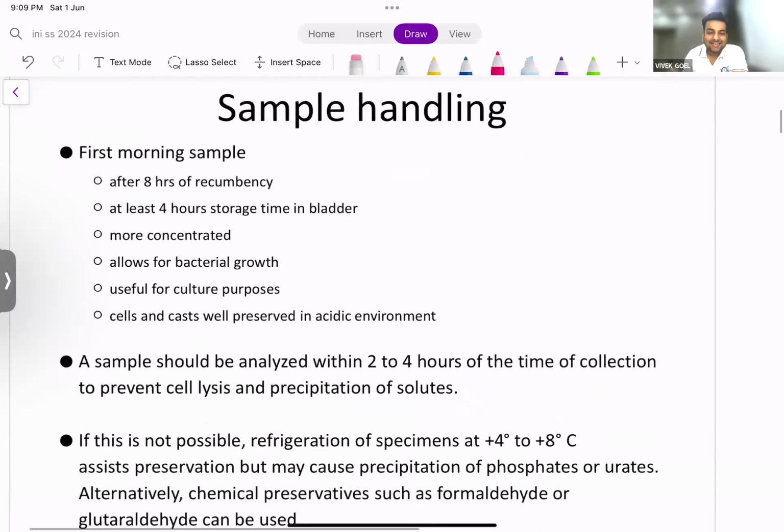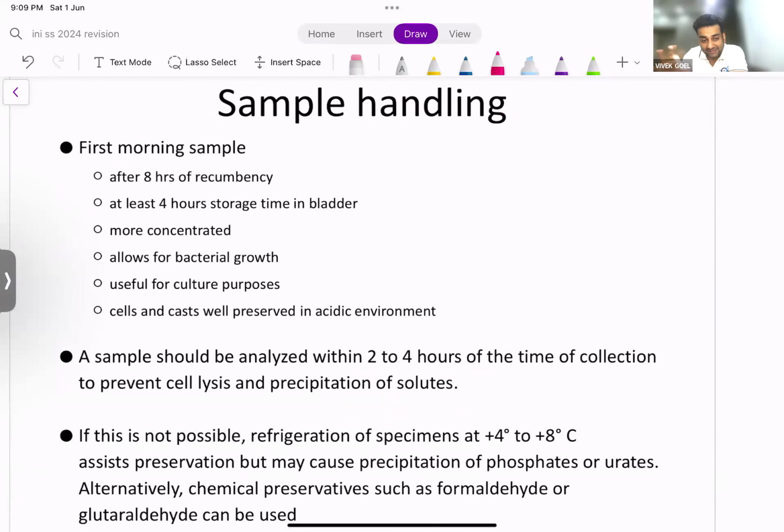Now, how do we handle the urine sample? See, I'm going from the basics. This is for the medicine residents and for the people who are absolutely new to medicine, because if you do not know the correct thing, how will you educate your patients? So if it is the first or the second urine sample after 8 hours of recumbency, there must at least be 8 hours of storage time in the bladder. It is more concentrated, allows for bacterial growth, useful for culture, and casts are well preserved in the acidic environment.